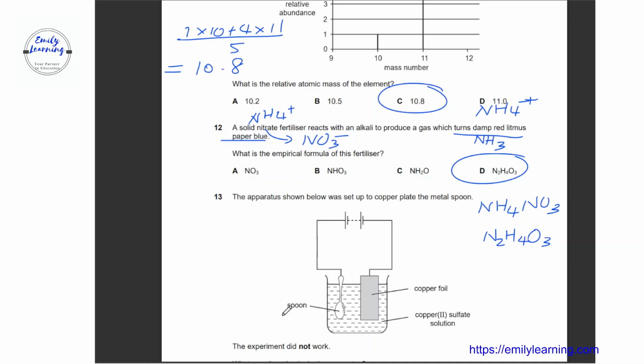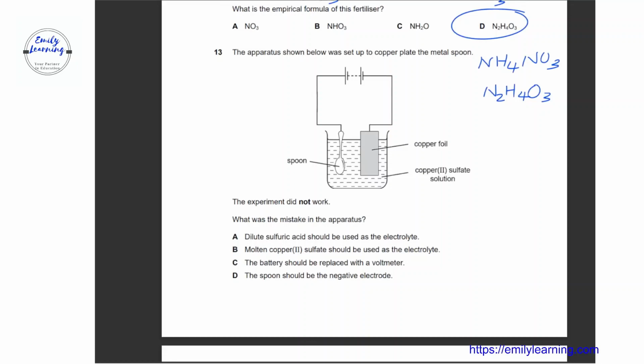Next, let's move on to the next question. Question 13. The apparatus shown below was set up to copper plate a metal spoon. One look at it, we know that this is a plating experiment. If you want to electroplate something, the one that you want to plate will be placed here to be plated, at the cathode. The metal itself that you want to use for plating, that means it will dissolve in the solution, is at the anode. So the anode will always be the one that dissolves. So if you want to use this copper, it should be at the anode.